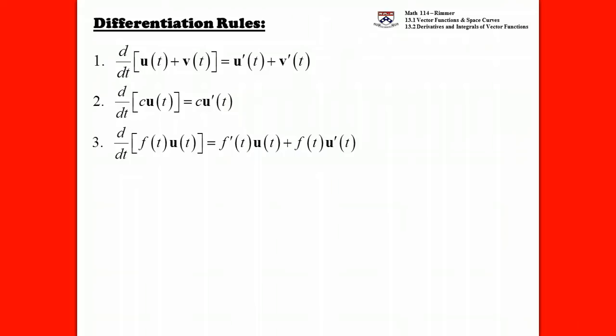And so when it comes time to take a derivative of such a product, we have to consider the product rule, where we take the derivative of the scalar function times the vector function, plus the scalar function times the derivative of the vector function. So we have to employ the product rule when we multiply a scalar function times a vector function.